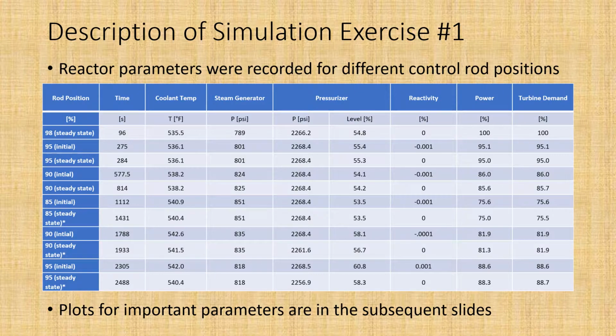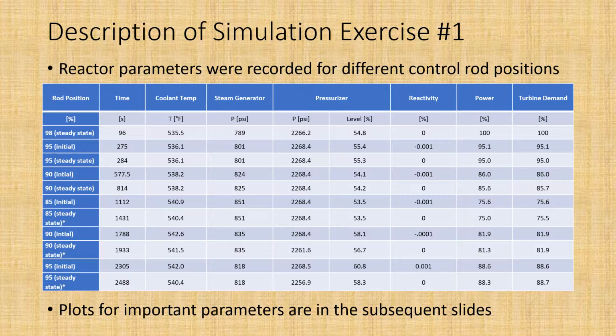For exercise 1, we manipulated the control rod position in order to affect the thermal power of the reactor. We first set the initial condition to 100% at the middle of the cycle, and then we let the system equalize. The rod position was set to the desired values and reactor parameters were recorded for each control rod position. The table shown here shows the recorded values as the control rod position was lowered from 98 to 85 incrementally, allowing the system to come to steady state at each step. The rod position was brought back up to 95 in the same manner.